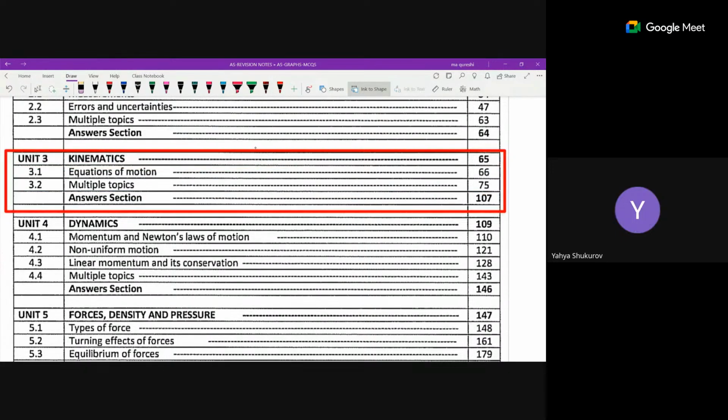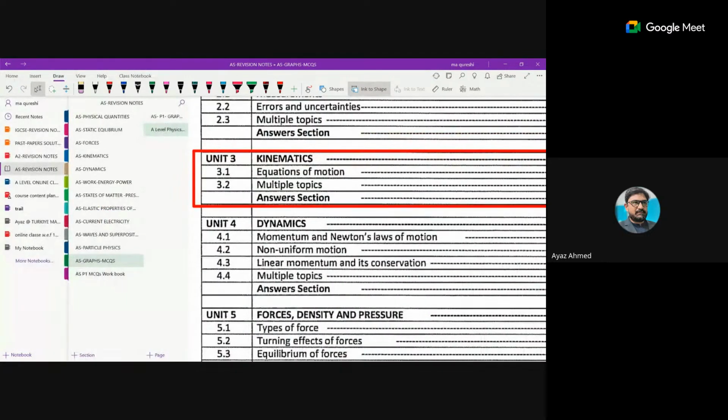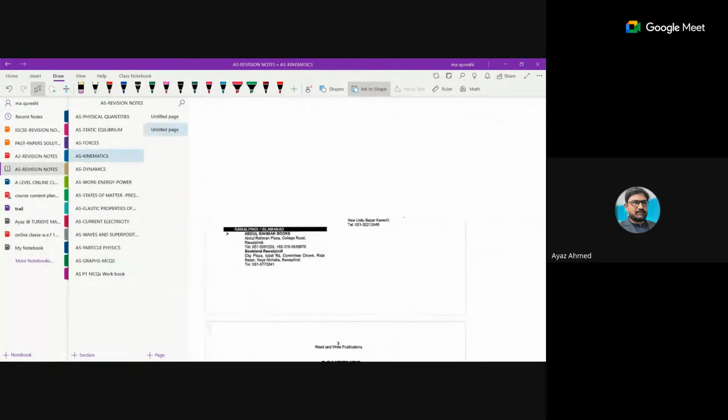Yeah, totally. Inshallah. Okay. So we are going to have a quick revision of your kinematics. And in kinematics, we have two main topics actually, but they are further divided into multiple topics: equation of motion, graph, and projectile motion. So I will talk about this in detail.